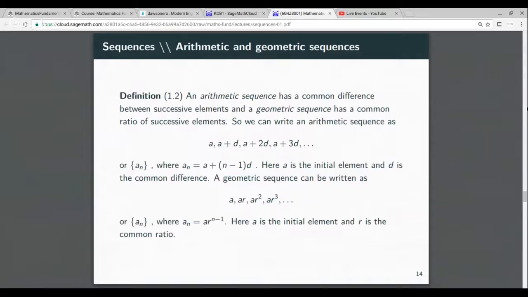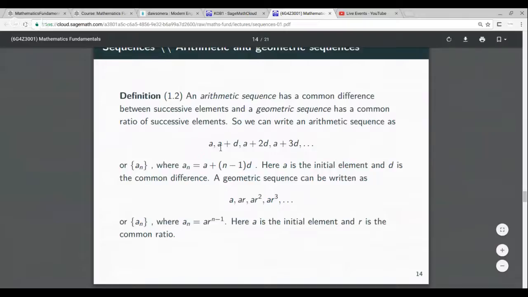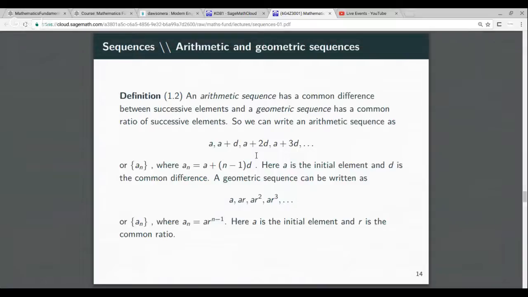Okay? So an arithmetic sequence will look like some initial term A, then the next term will be A plus D. So D is the difference between terms. Then the third term will be A plus 2D. The fourth term will be A plus 3D, and so on. Each term is just equal to the previous term plus D. Very nice, even, consistent, boring behavior, if you will.